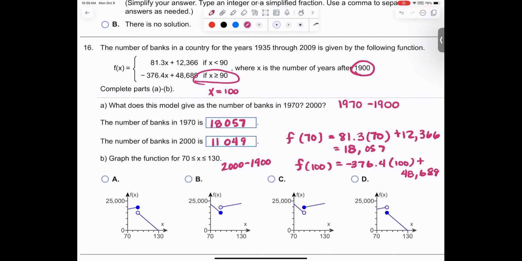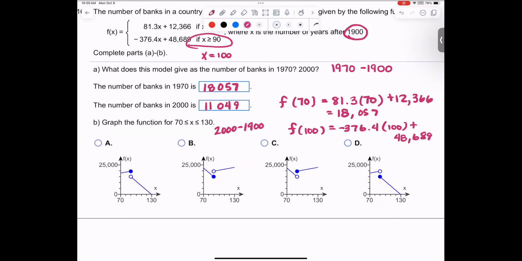Does anyone want to venture a guess of which of these four is the correct graph without actually graphing it? It's not B or C. How do I know that? D. How'd you guess D? Be honest. You're correct.